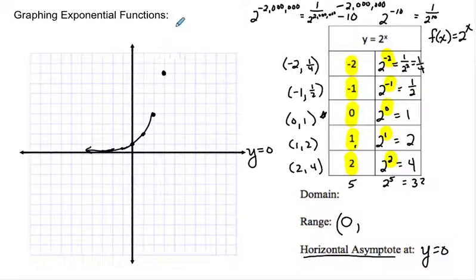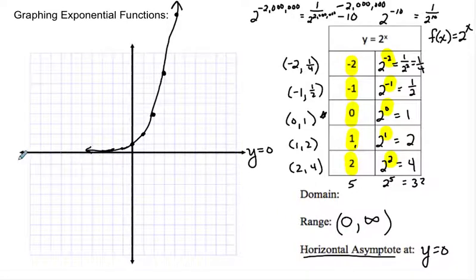At 4, I'm at 16, so that'd be somewhere up here. And as these x values go up, there's nothing really to stop them ever going up. So they're just going to go up increasingly steeply. We sometimes say exponentially, all the way up to positive infinity.